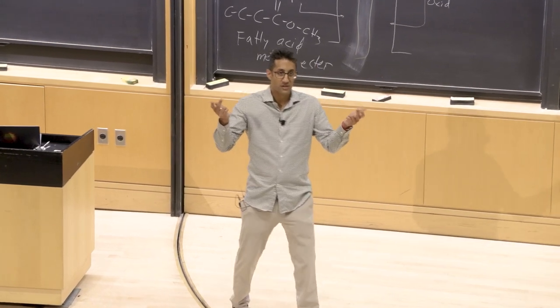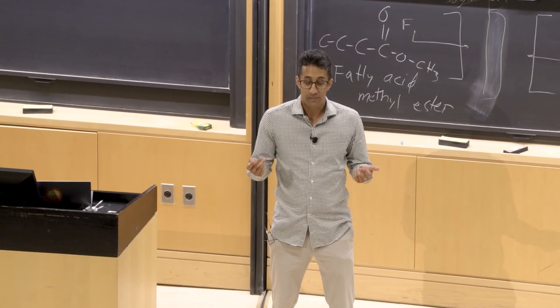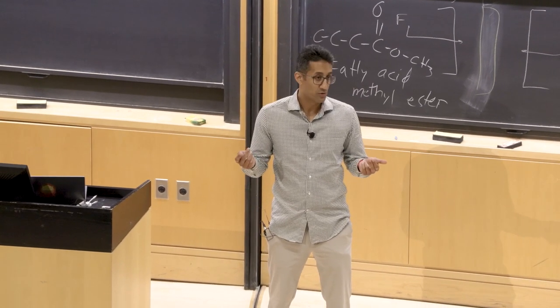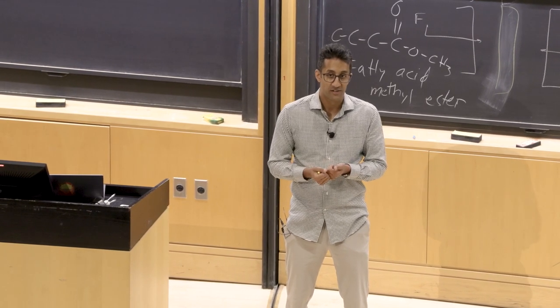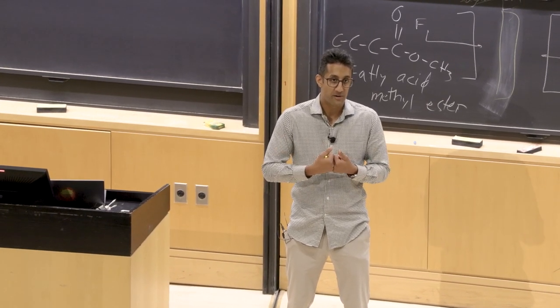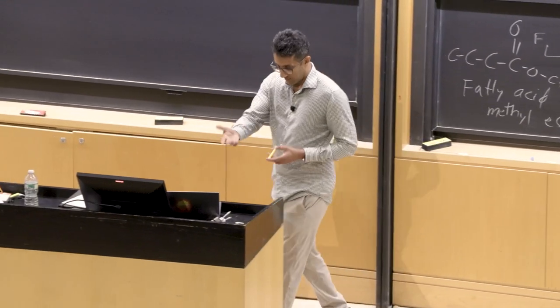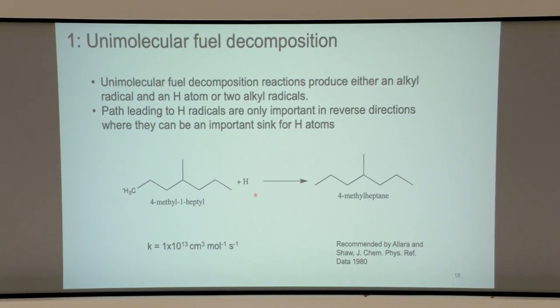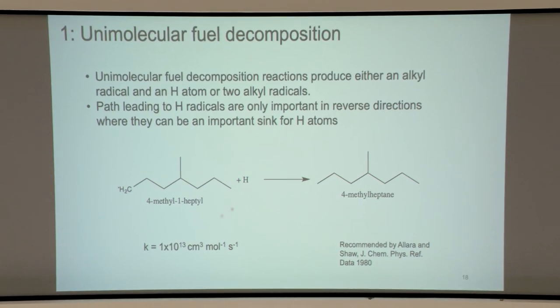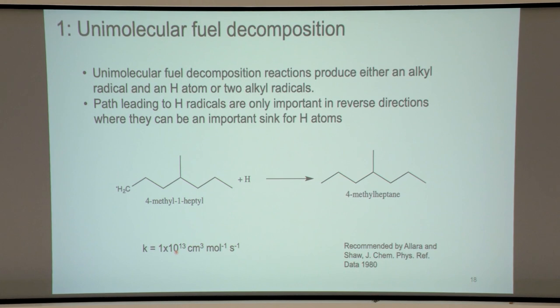Two radicals recombining together, the rates of that are pretty well known because radical-radical reactions are very fast. They're almost at the collision limit. There's very little barrier to be overcome for this reaction to happen. So we just provide a rate pretty much close to the collision limit. Any alkyl radical reacting with hydrogen in a termination reaction has a rate of 1 times 10 to the 13 centimeter cubed per mole per second.